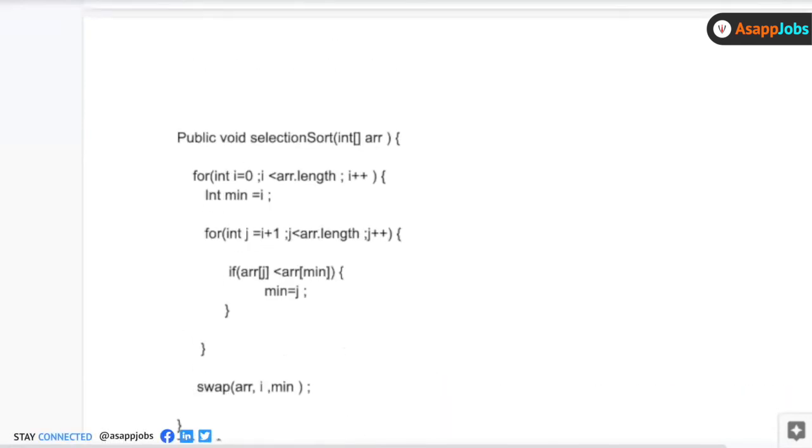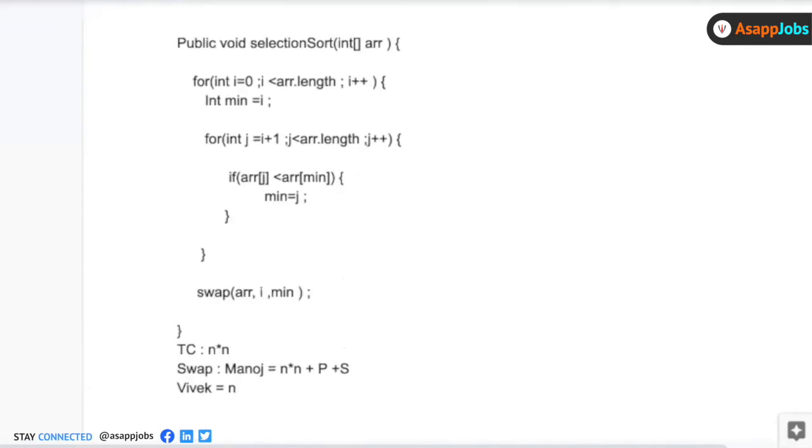So the answer is n, guys, and let's see why. Swapping is not happening every time, right? Once the complete inner for loop runs, in that I have selected the index of the minimum element at that point, and after that only we're swapping with the index I. So the swapping happens once after the complete inner loop runs. So the swapping can happen only n times, right?